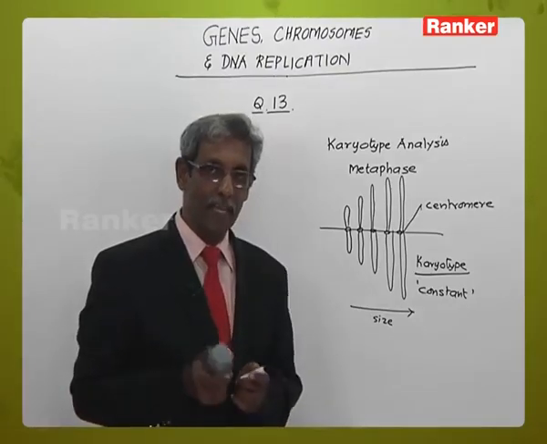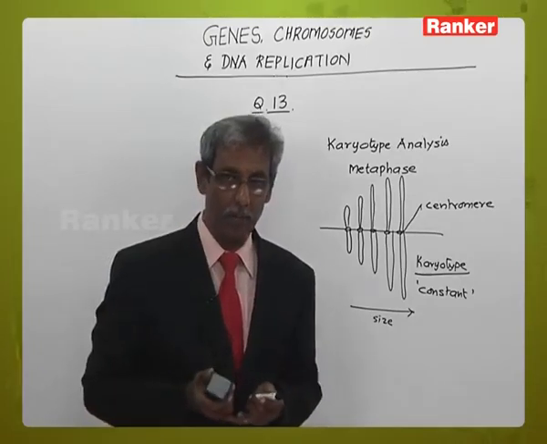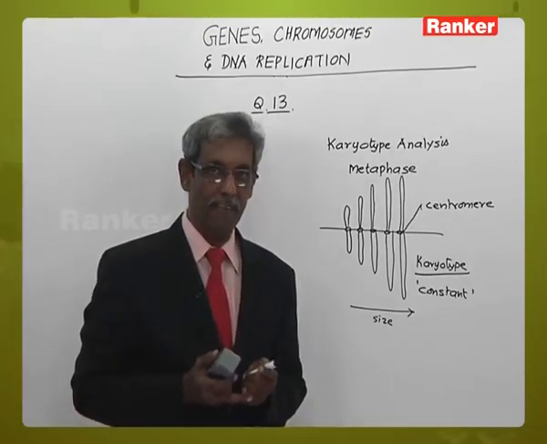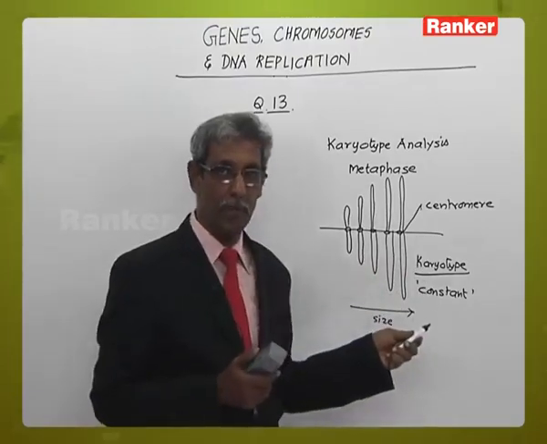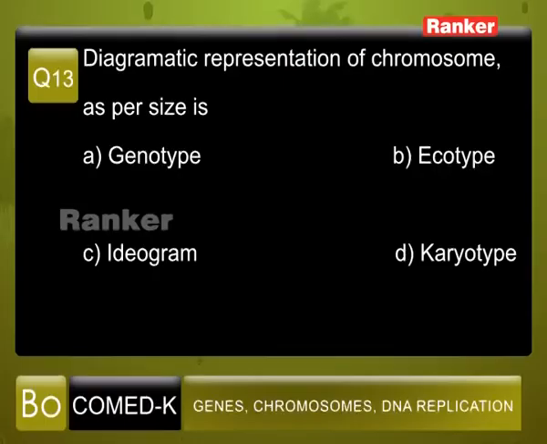in chromosomes can easily be observed, or any chromosomal abnormalities like Down syndrome or Klinefelter syndrome can easily be observed only when you construct a diagrammatic representation of the chromosomes, which is termed karyotype analysis. Hence, the answer is D.